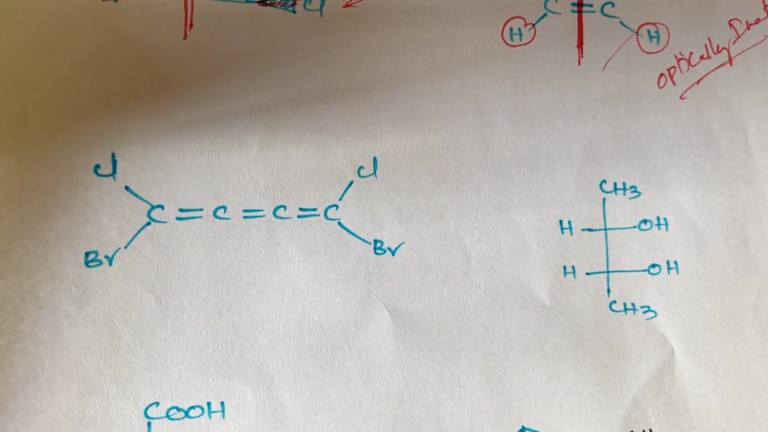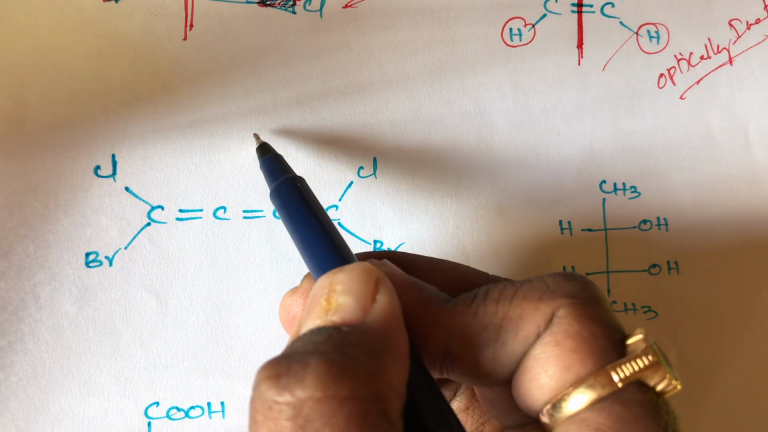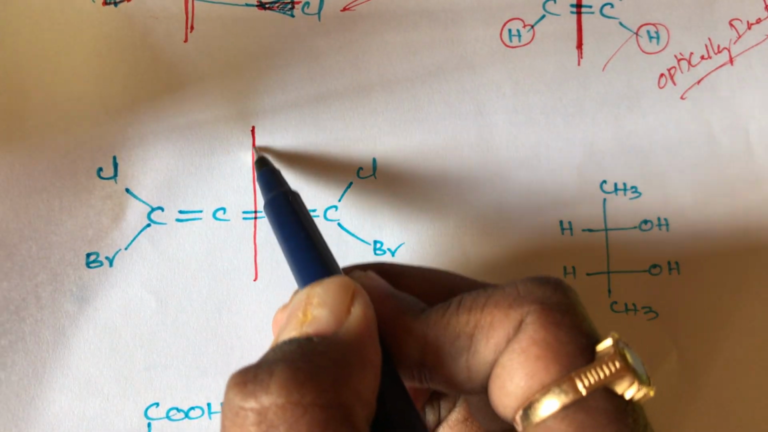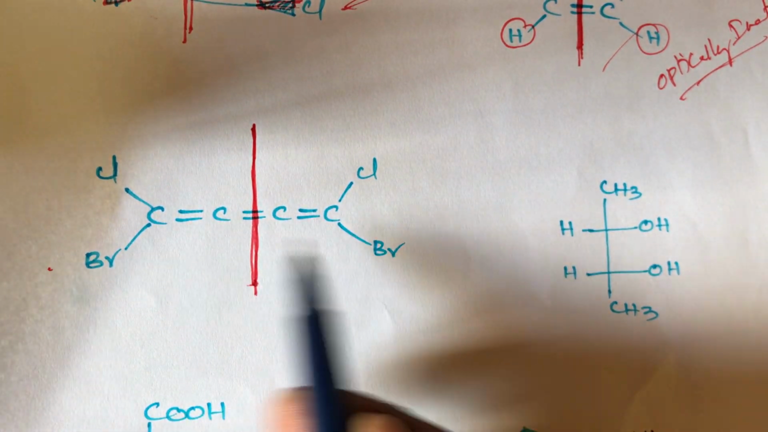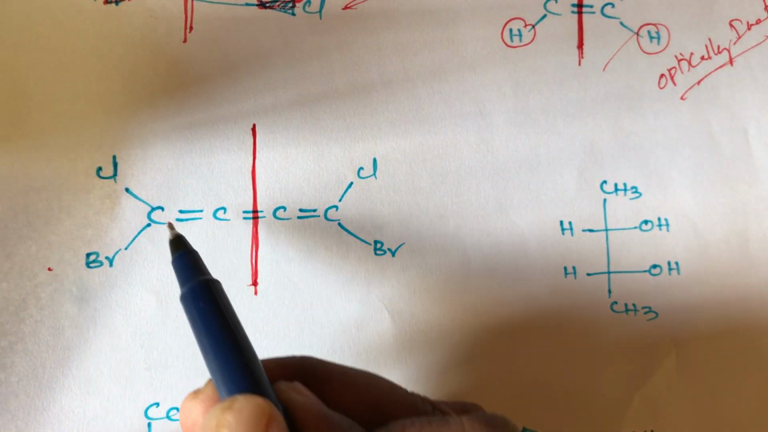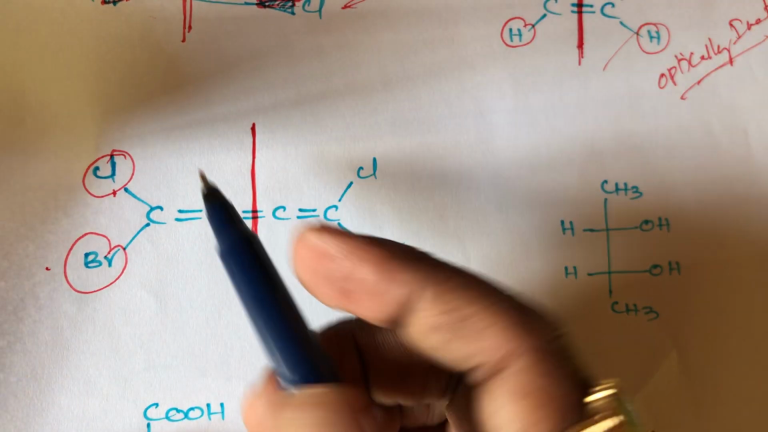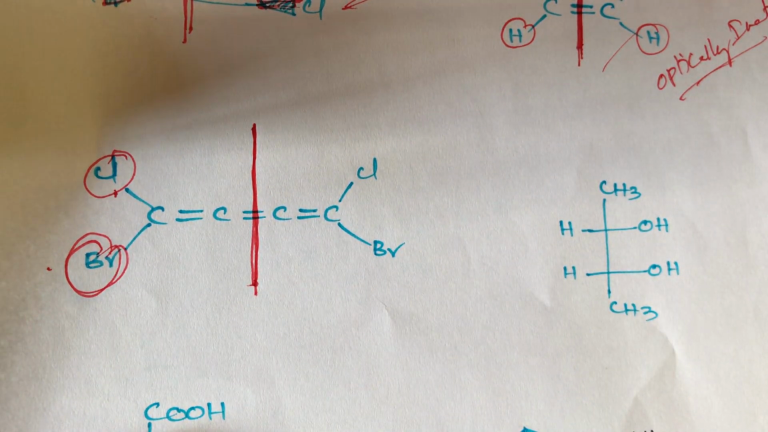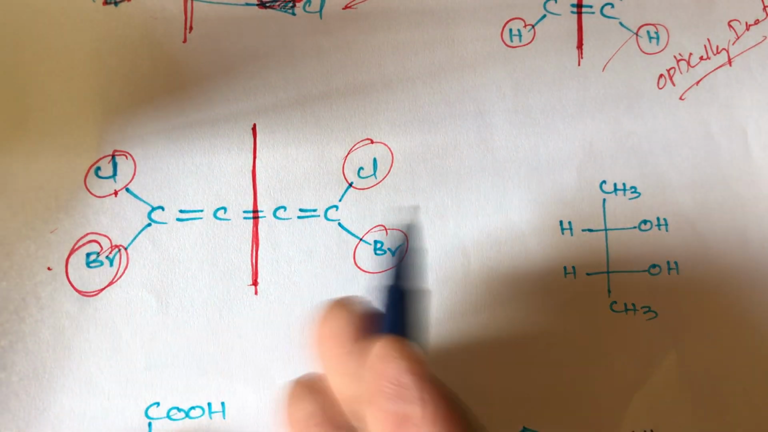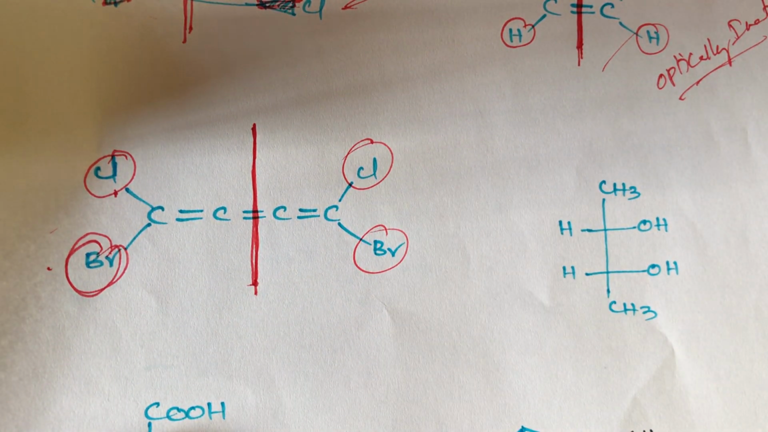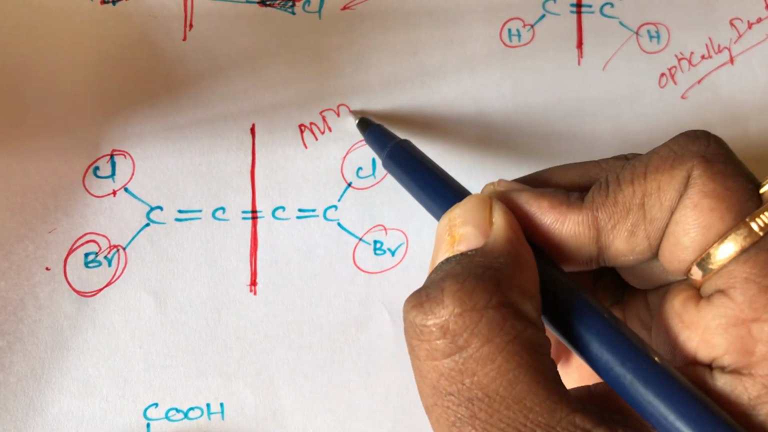Now take another compound. Here there are four carbons. Cutting the molecule into two equal halves here, the left side has two carbons and the right side has two carbons. On the left side there is one chlorine and one bromine, with chlorine upwards and bromine downwards. The left side carbon has chlorine and bromine, and the right side carbon also has chlorine and bromine, and these are equal to each other. These both are mirror images.